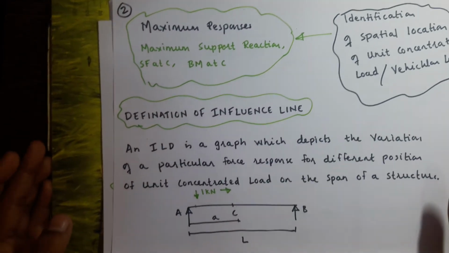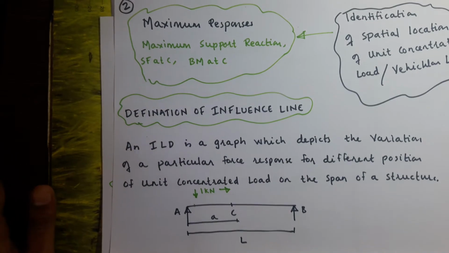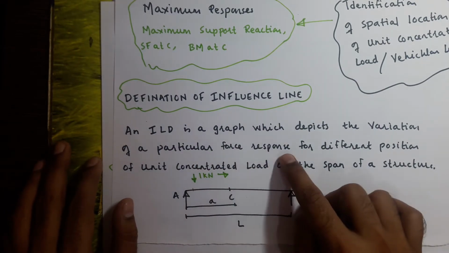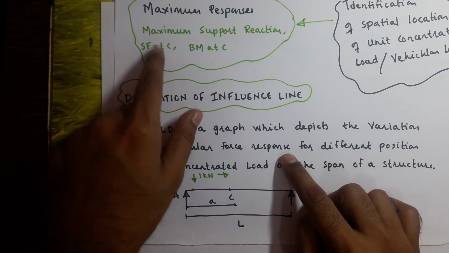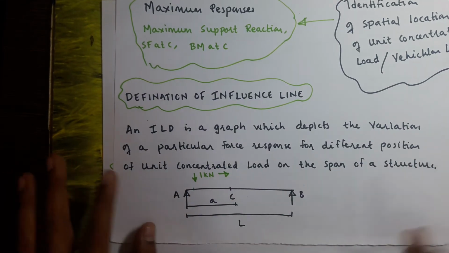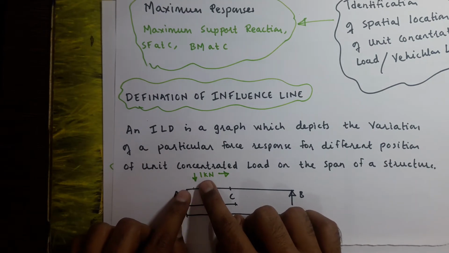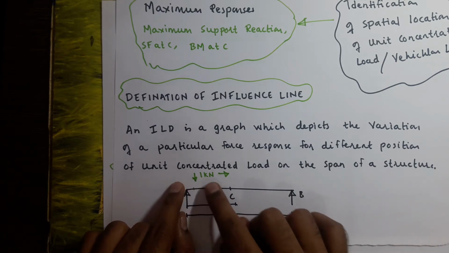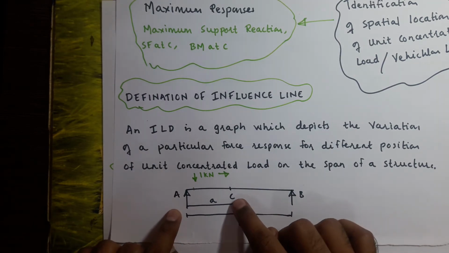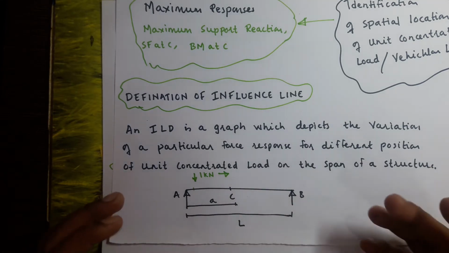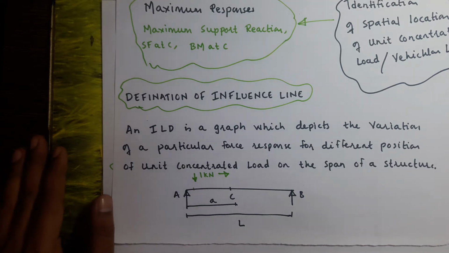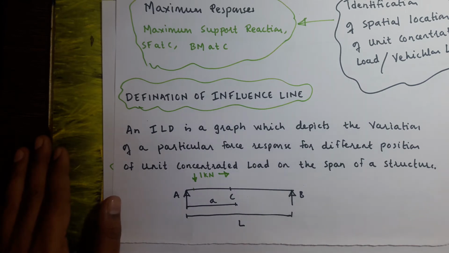Now let us define influence line. An ILD, influence line diagram, is a graph which depicts the variation of a particular force response, it may be support reaction, shear force at C, bending moment at C, for different positions of a unit concentrated load on the span of the structure. So this unit load is moving from A to B. At every position we have to determine the response of RA, RB, shear force at C and bending moment at C. It is a graphical representation of the various force responses for the vehicular load which is moving from extreme left end to extreme right end or vice versa.